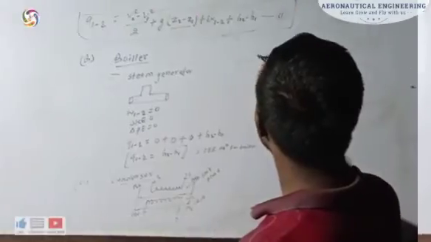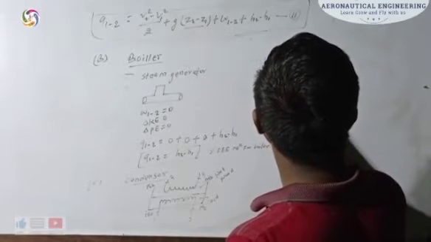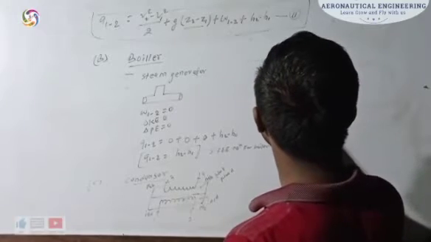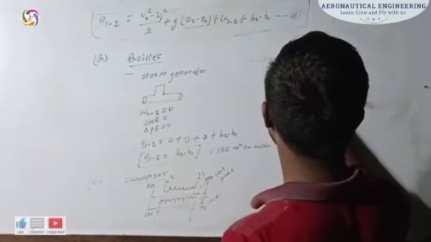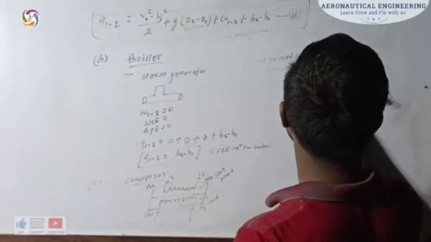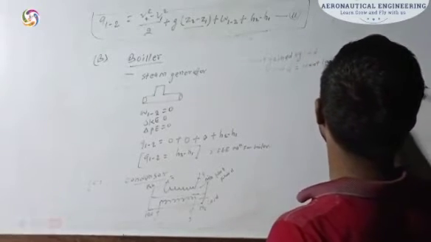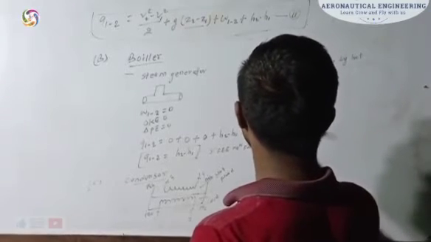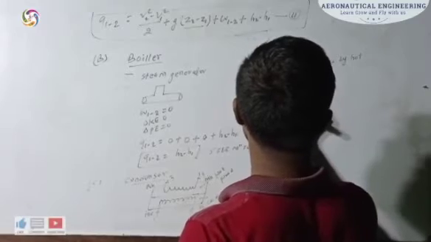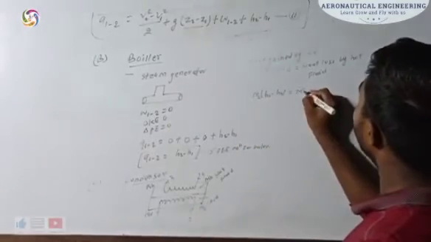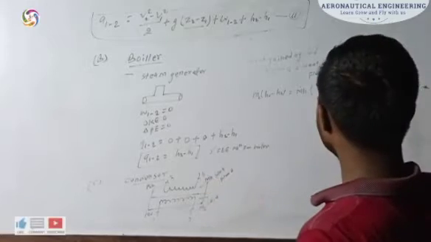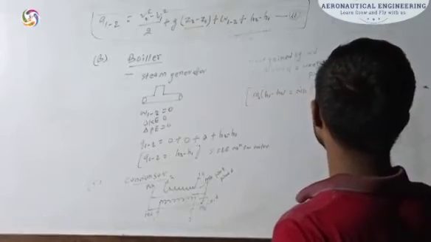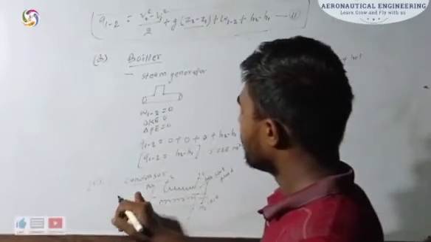So heat gained by cold fluid equal to heat lost by hot fluid. So it becomes m dot c (h1 minus h2) equal to m dot h (h4 minus h3). So this is the equation for steady flow equation in case of condenser.